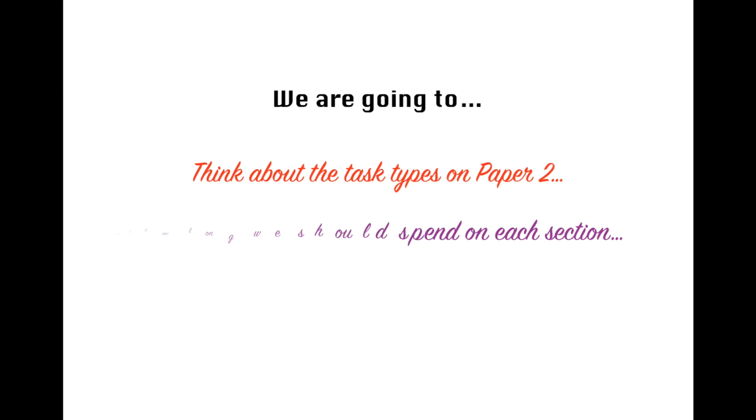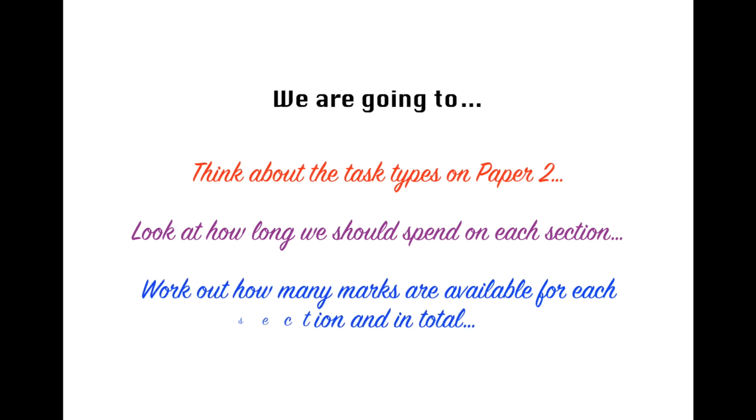Now, what are we going to do in the next few minutes? First of all, we're going to think about the task types on Paper 2, and then after that we're going to look at how long we should spend on each section of the exam, and then finally we're going to work out how many marks are available for each section and in total.